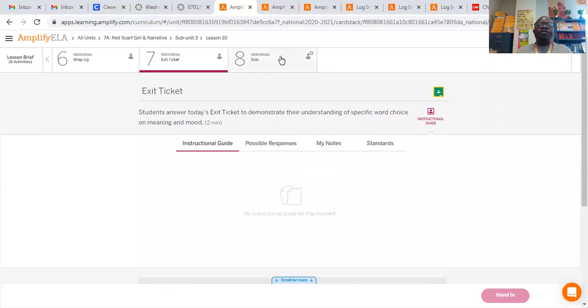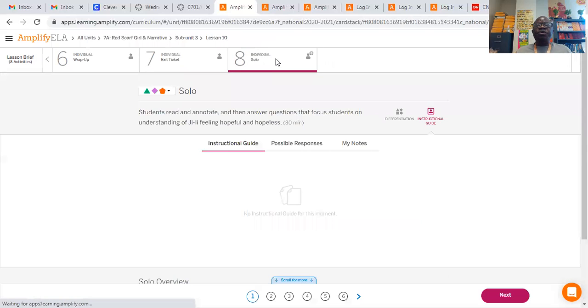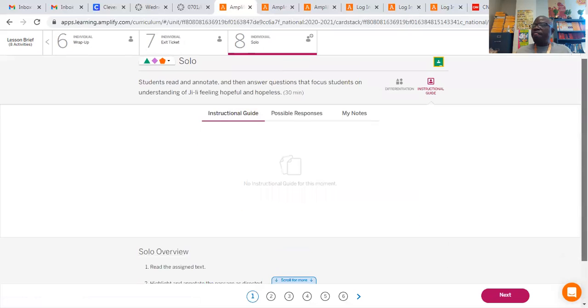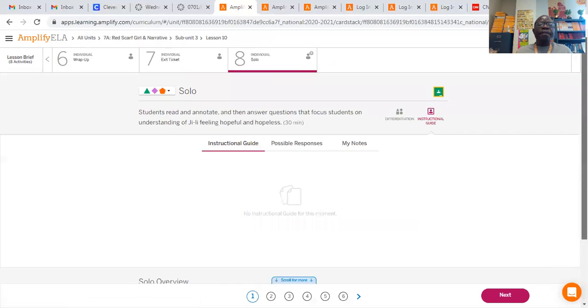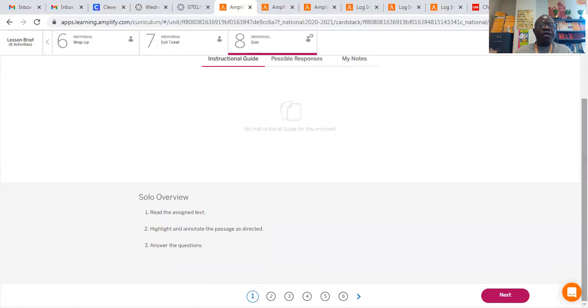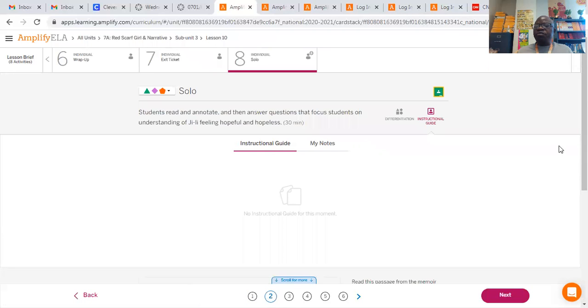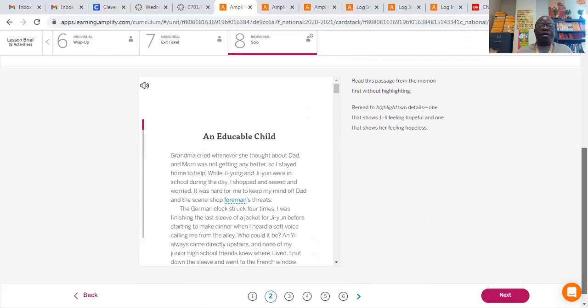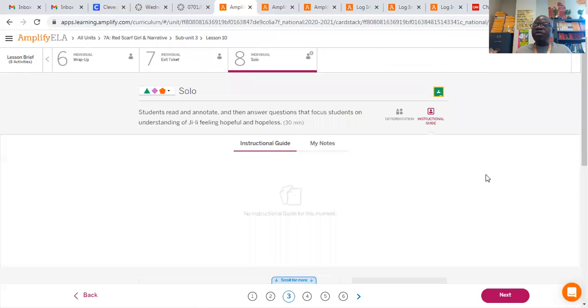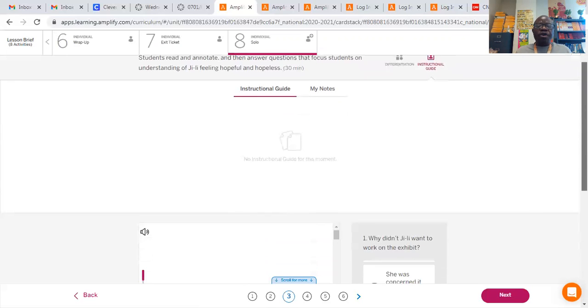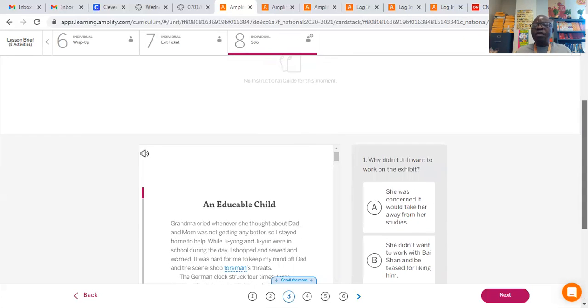And then the solo activity, which you should do from the beginning to the end. So for this activity here, this is what we're going to do. Read the assignment text, highlight and annotate the passage as directed, answer the questions. I'll go to the next point too. You can listen to this story and then we highlight. Go to number 3. At this point, we're going to answer comprehension questions.